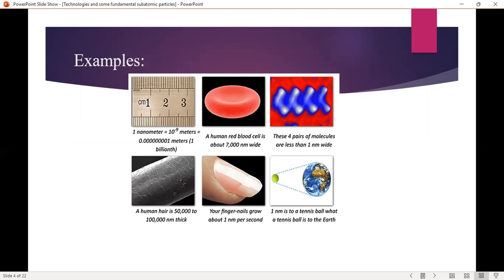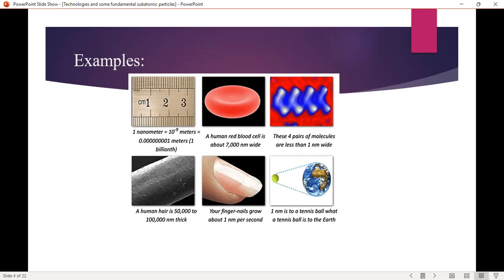These are some examples which will clear the concept of nanometer size. Number one, a nanometer is equal to almost 10 to the power minus 9 meters, which is roughly 1 billionth of a meter. Second, a human red blood cell is about 7,000 nanometers wide. These four pairs of molecules are less than 1 nanometer wide. A human hair is 50,000 to 1 lakh nanometers thick. Your fingernails grow about 1 nanometer per second.